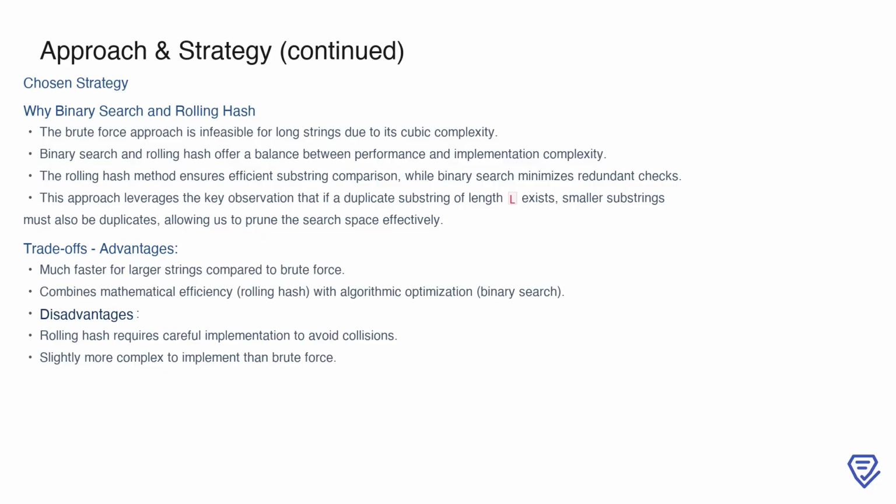The advantages of this strategy include its much faster performance for larger strings and its powerful combination of mathematical optimization and algorithmic efficiency. However, it does come with trade-offs. The rolling hash requires careful implementation to avoid hash collisions, and the overall method is slightly more complex than brute force. Still, the dramatic improvement in performance makes it the ideal choice for solving this problem.